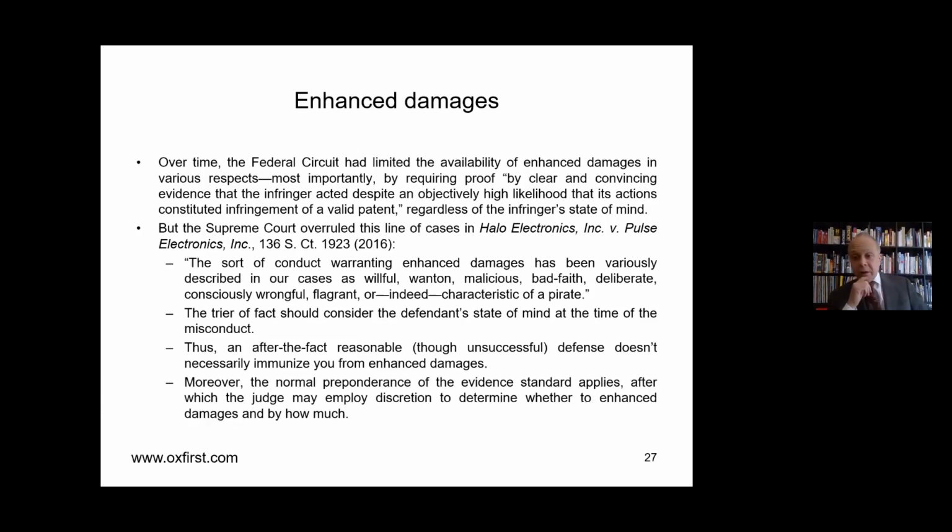Moreover, the court says that the normal preponderance of evidence standard applies. There is no heightened, clear, and convincing evidence standard. So the trier of fact would determine whether the defendant's infringement was willful under the preponderance standard. And if so, then the judge would employ the judge's discretion to determine whether to enhance damages, and if so, by how much. So that's where we are at present on that issue.